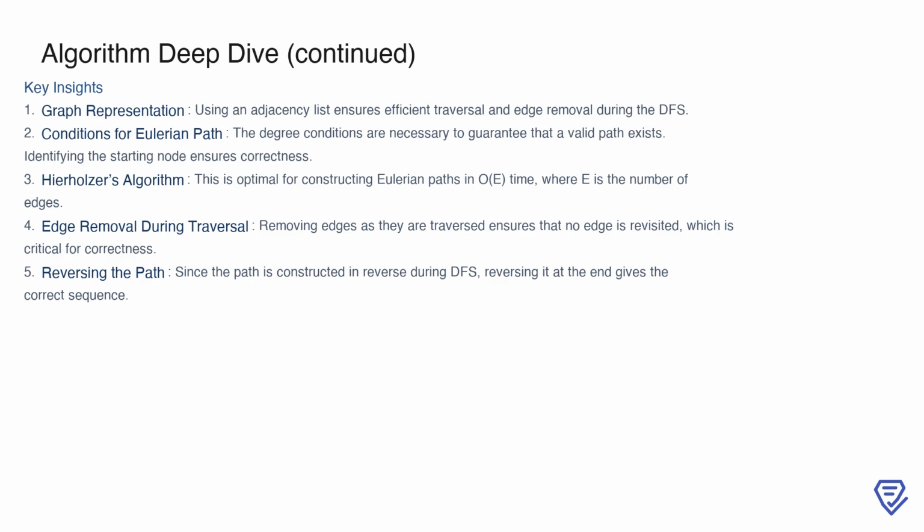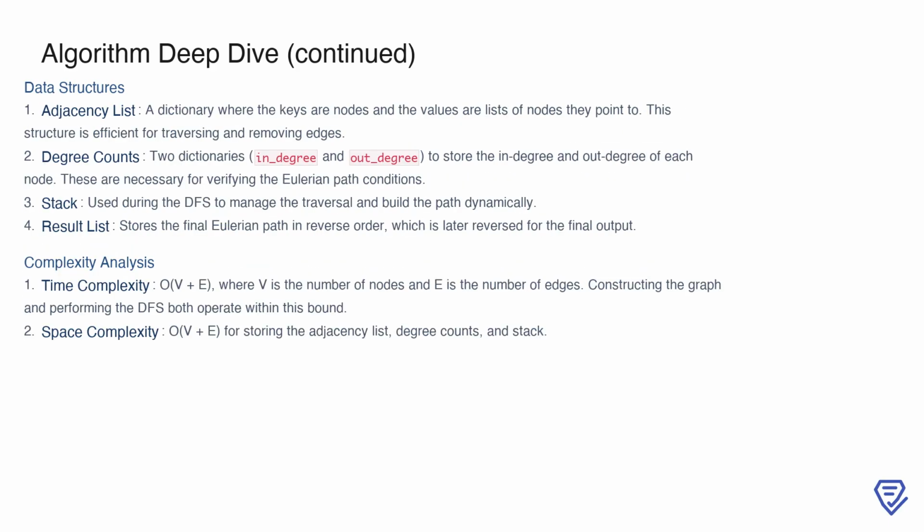Third, Hierholzer's algorithm is optimal for constructing Eulerian paths, operating in linear time relative to the number of edges. Additionally, removing edges during traversal ensures that no edge is revisited, which is crucial for maintaining correctness. Lastly, since the path is constructed in reverse during the DFS, reversing it at the end gives us the correct order for output. To implement this algorithm, we rely on a few key data structures.